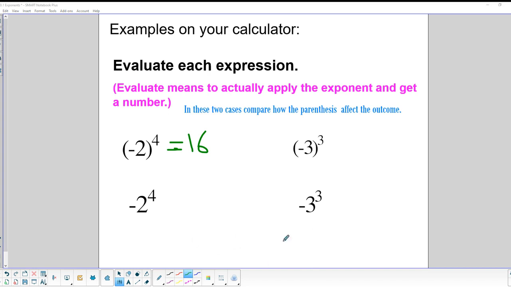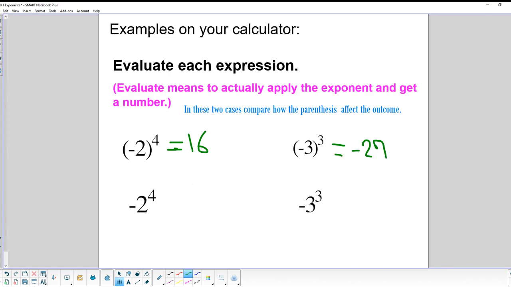Our next one is -3 to the 3rd. So parentheses, -3, and we're going to raise that to the 3rd power. And we hit enter, we get -27. Interesting, so this gives us -27.